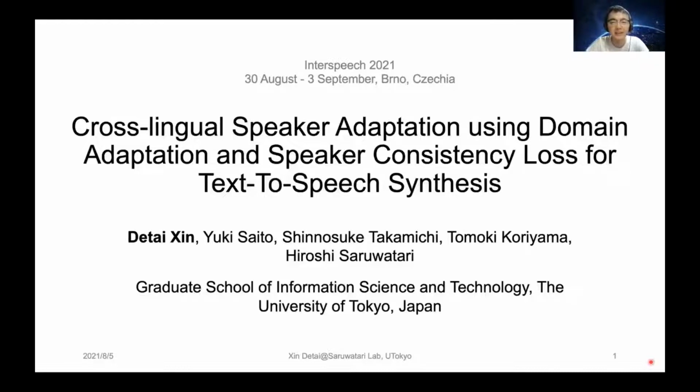I'm now a second-year graduate student with the Saruwatari Lab, Graduate School of Information Science and Technology, the University of Tokyo in Japan. Today, I'm going to talk about cross-lingual speaker adaptation using domain adaptation and speaker consistency loss for text-to-speech synthesis. This paper will be presented at the Interspeech 2021 in Brno, Czech.